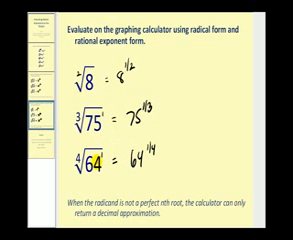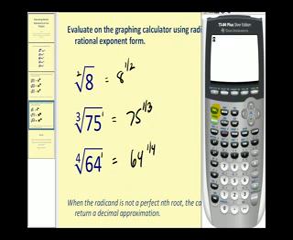So again, none of these radicands are perfect nth roots, so the calculator will only return a decimal approximation for each of these. So the square root of 8 is approximately 2.83, or we can type in 8 raised to the power of 1/2 for the same result. For the cube root of 75, we would have to press math option 4, 75, press enter, or 75 to the 1/3 power. Of course, the result is the same.